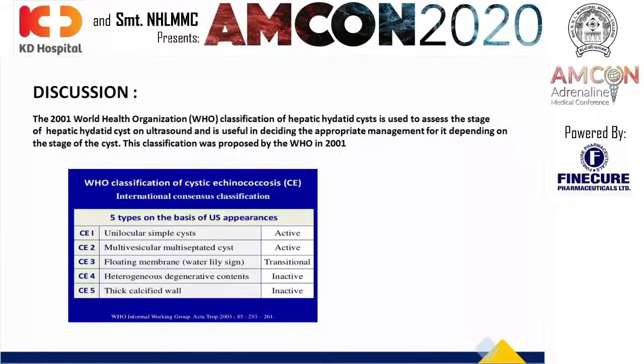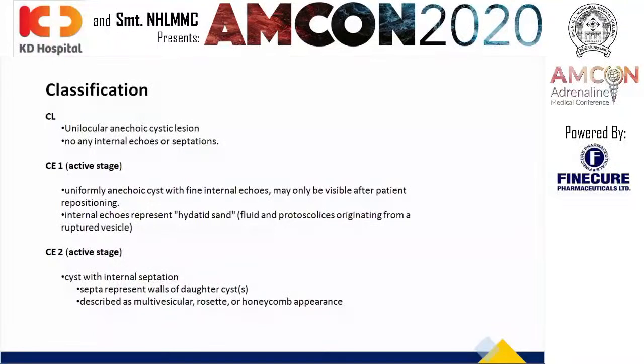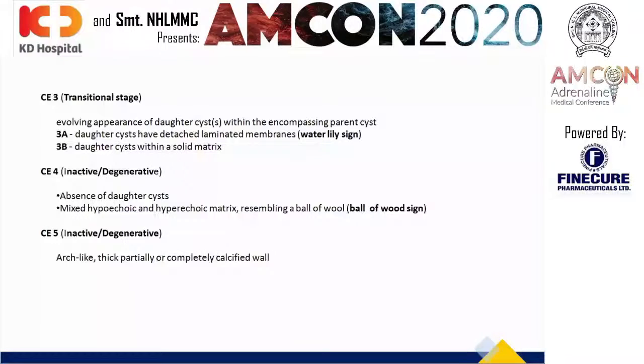Discussion: this includes the WHO classification of cystic echinococcosis. There are five types of the basic ultrasound appearance: 1, 2, 3, 4, and 5. Types 1 and 2 are the active, and types 4 and 5 are the inactive. Type 3 is a transitional phase. Next. This is the detailed classification of the hydatid disease. Next.